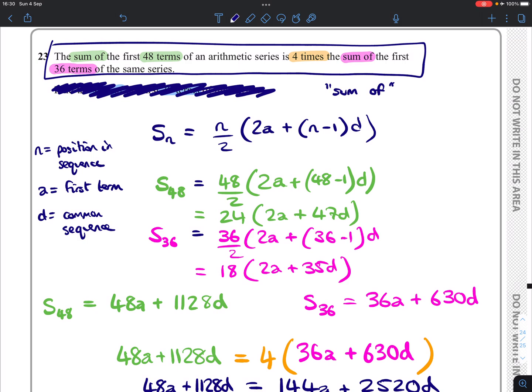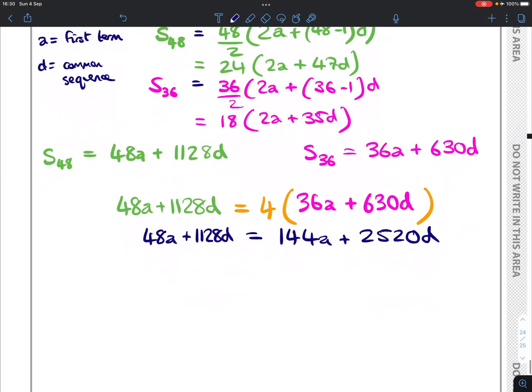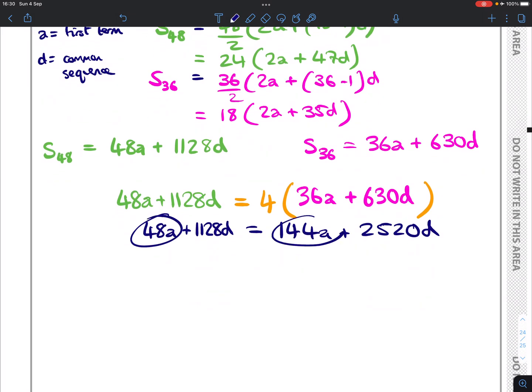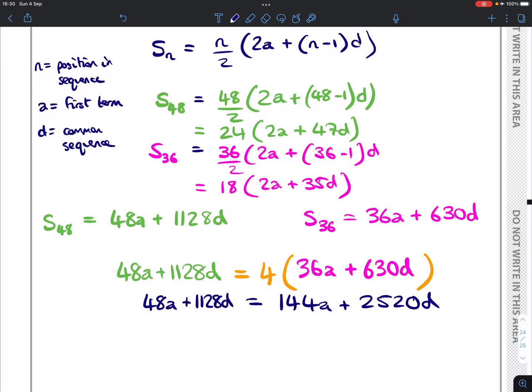After that, it's a case of we can simplify this a little bit more, or start rearranging. We have a's on both sides, we have d's on both sides, so we can go ahead and start playing around with that. If we take away 48a from both sides, then we will end up with a 96a on the right-hand side.